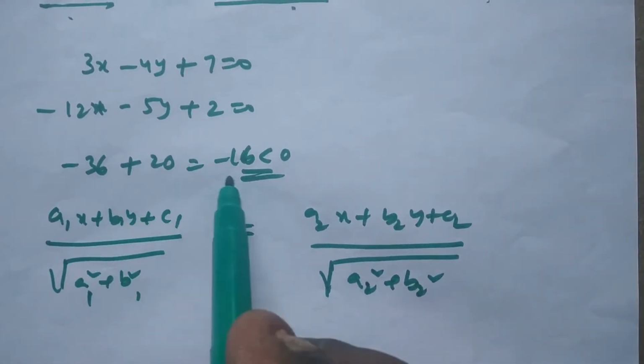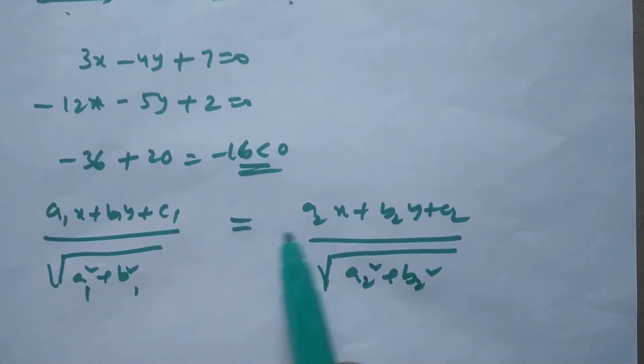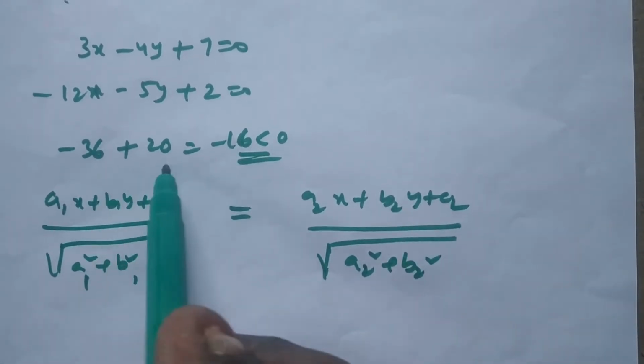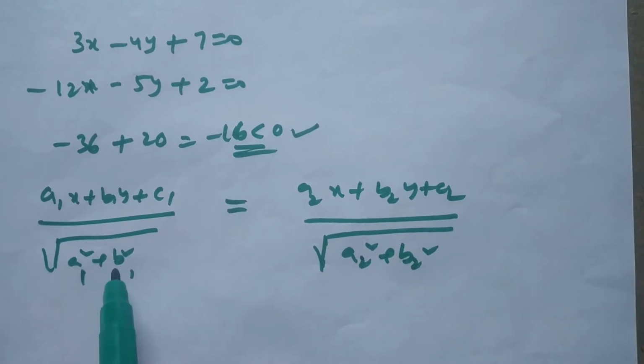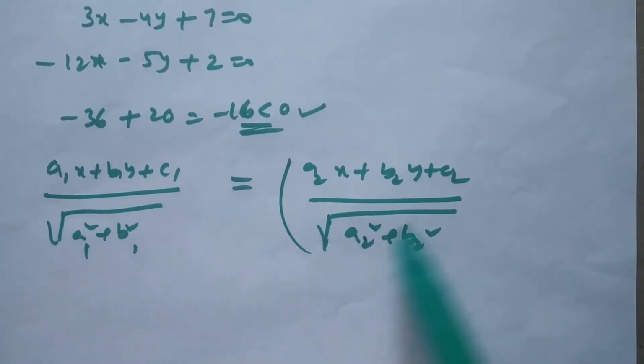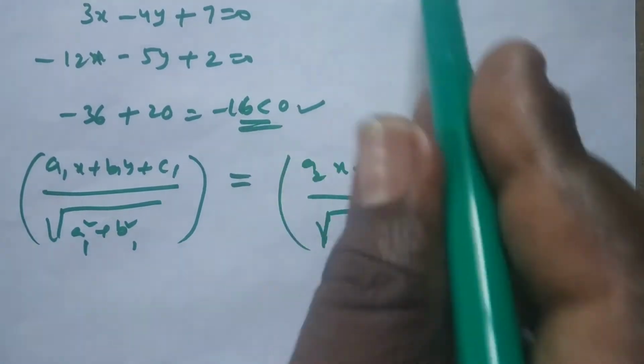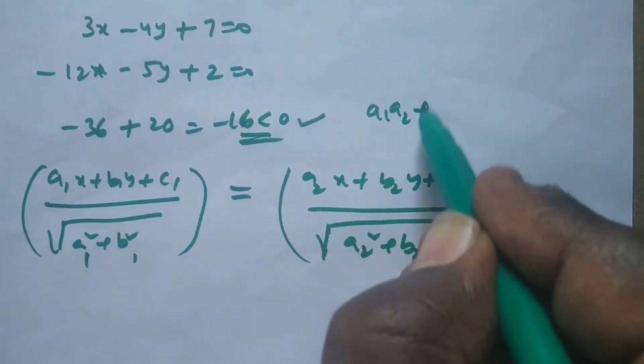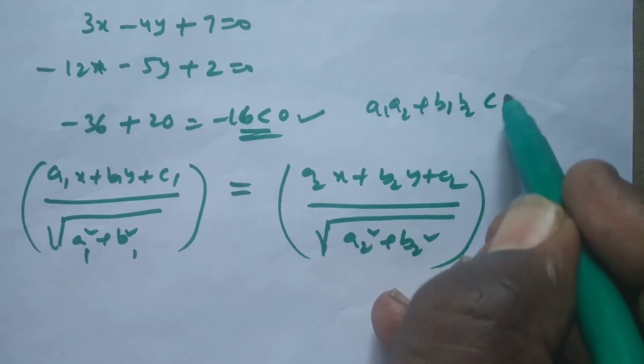Because if a1 a2 plus b1 b2 is greater than 0, for plus the obtuse angular bisector will be obtained. Here a1 a2 plus b1 b2 is less than 0. From the above concept, for plus will be the acute angular bisector, since a1 a2 plus b1 b2 is less than 0.